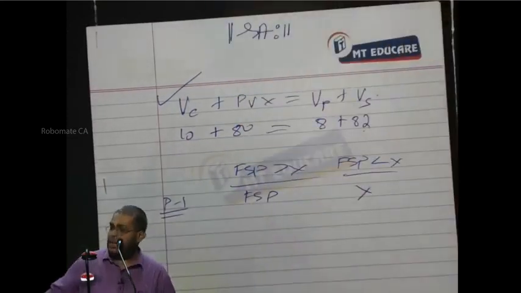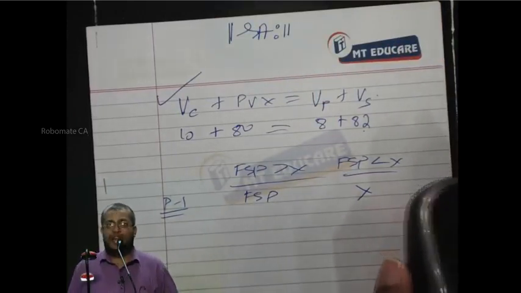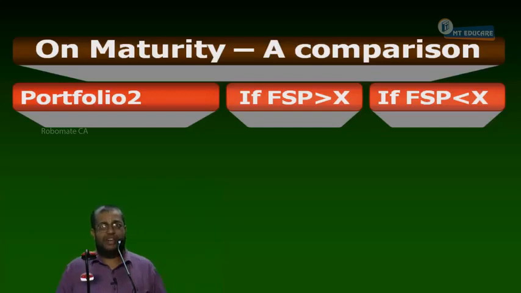Now, I have another portfolio. What is the other portfolio? That is put option and shares. Now everybody, same two situations: FSP greater than X and less than X. Are you following? Okay.